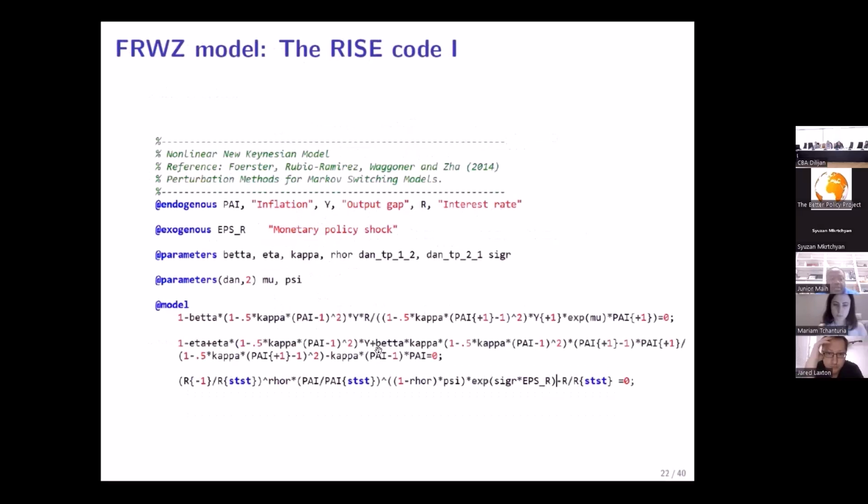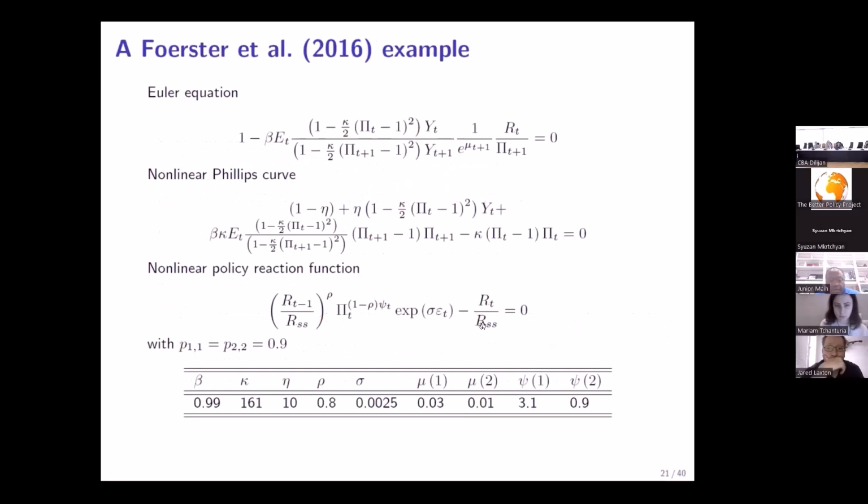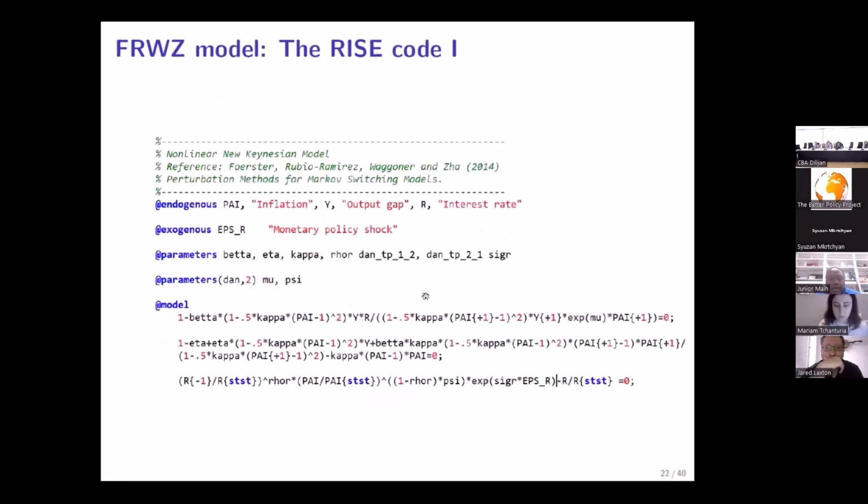That's very easy. We declare the endogenous variables using the keyword endogenous. Pi, y, and r are the endogenous variables of this system. We declare the exogenous variables. There's only one in this particular case, the monetary policy shock. And we declare the parameters that are constant. And we also have some transition probabilities.